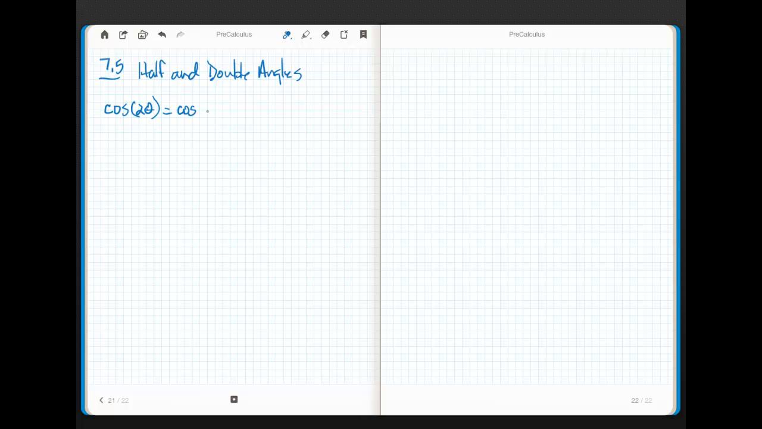I'm going to take the cosine of 2 theta and turn it into the cosine of theta plus theta, because last I checked, theta plus theta is 2 theta. Then I'm going to use my sum and difference formulas for cosine, and if you remember, this is going to be cos theta cos theta minus sine theta sine theta. So you can tell what this is going to turn into: cos squared theta minus sine squared theta.